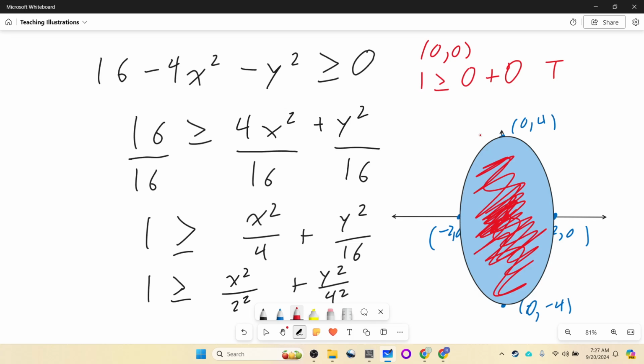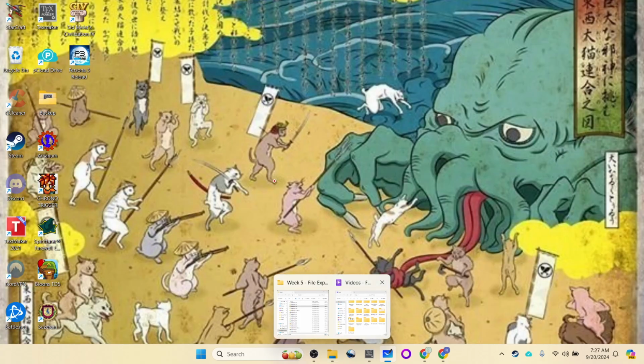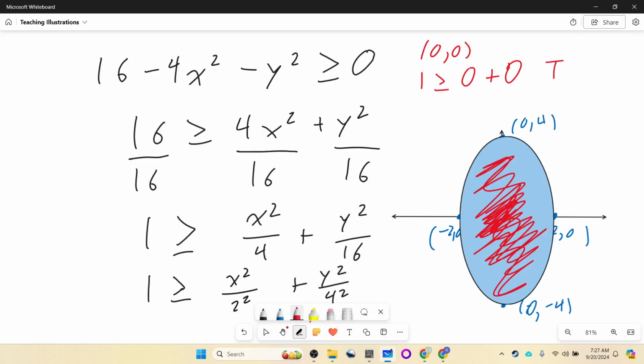Now range is the other thing that we need to think about. So, excuse me, let me clear most of this because I don't think we need it now. We need to think about range.